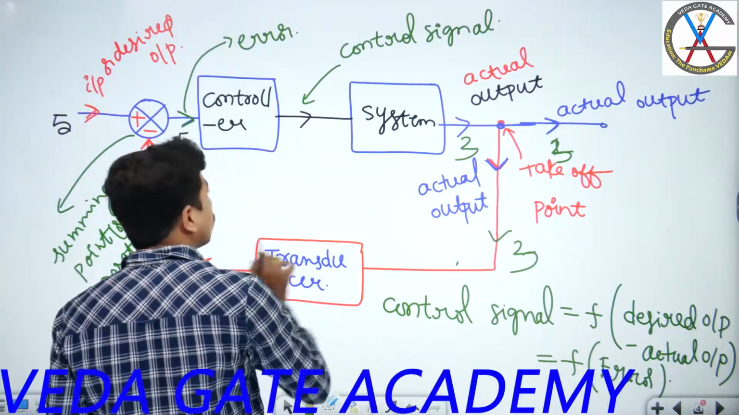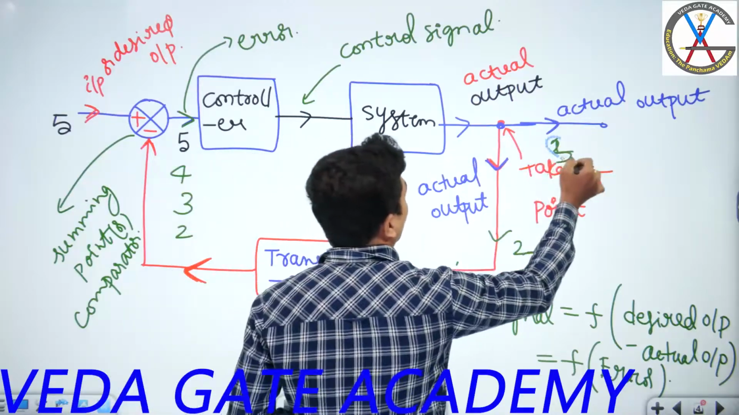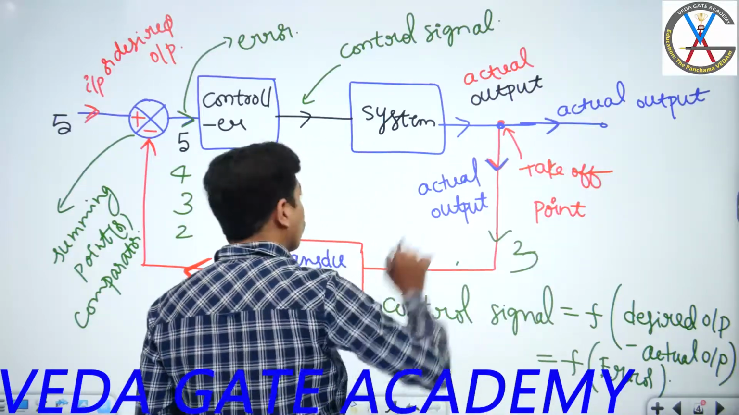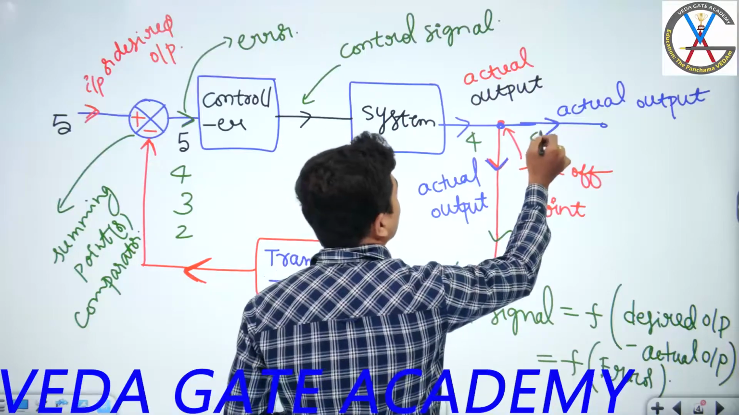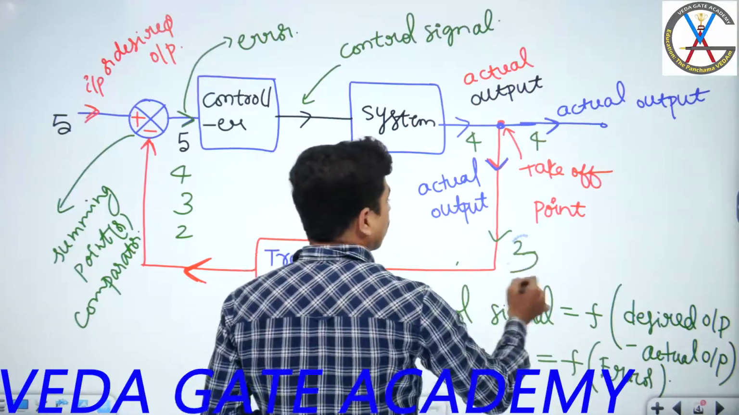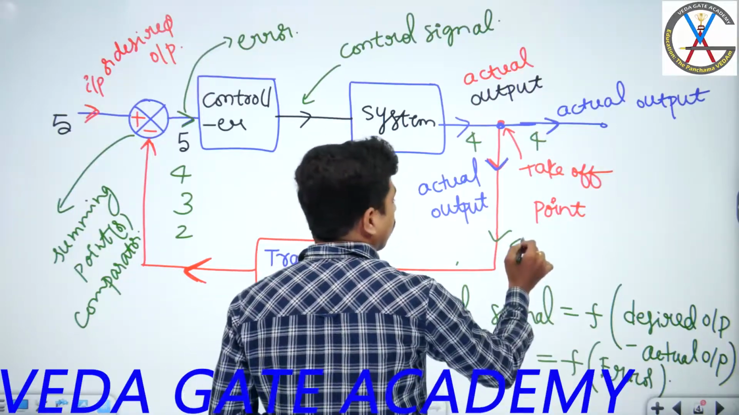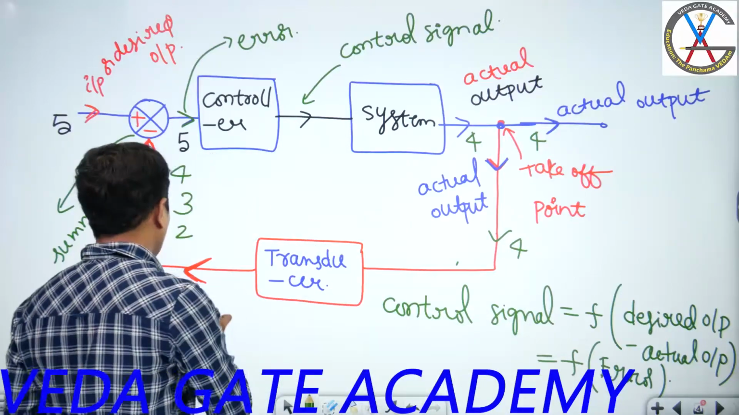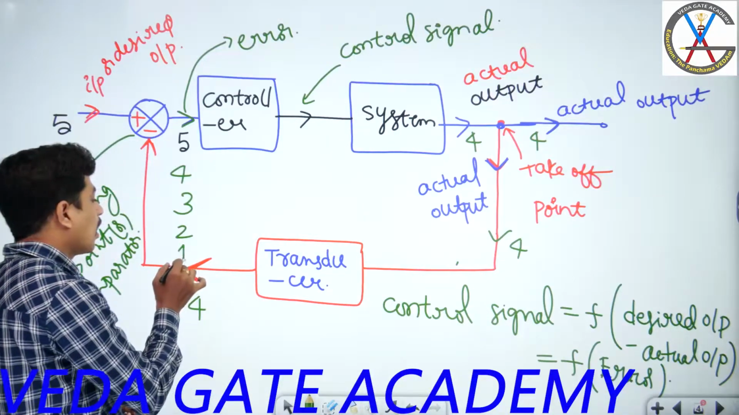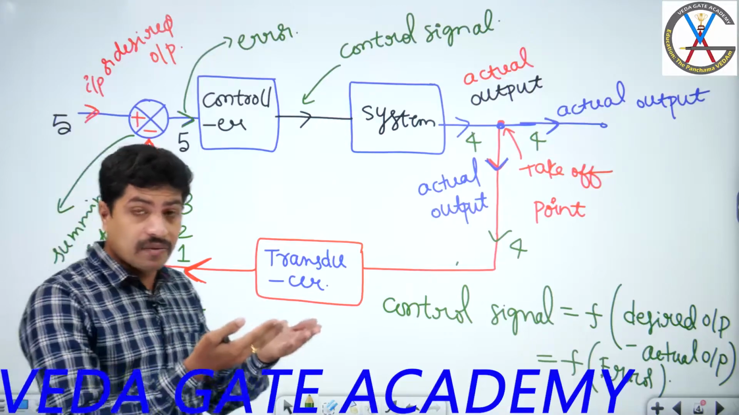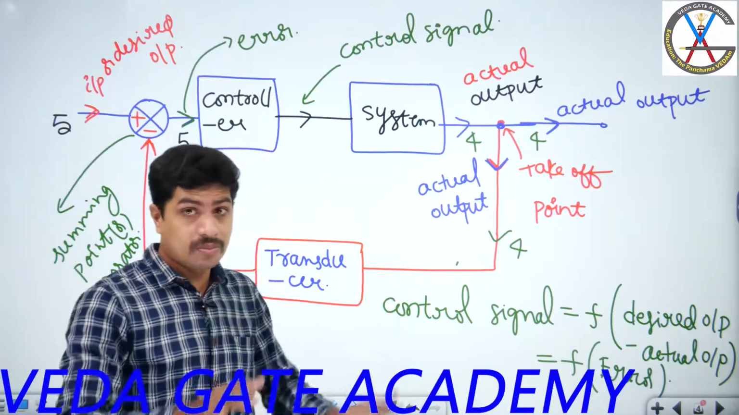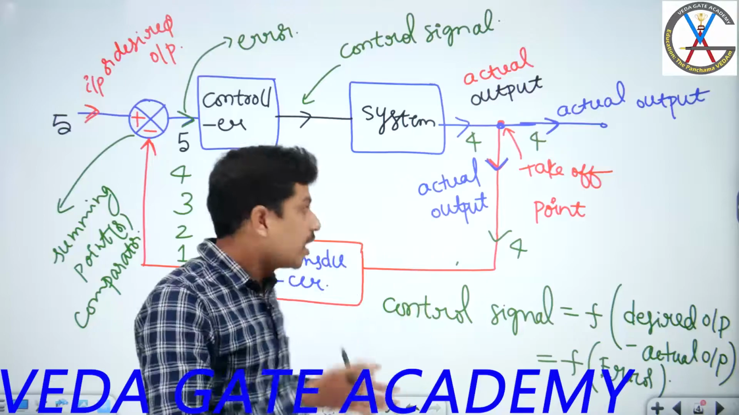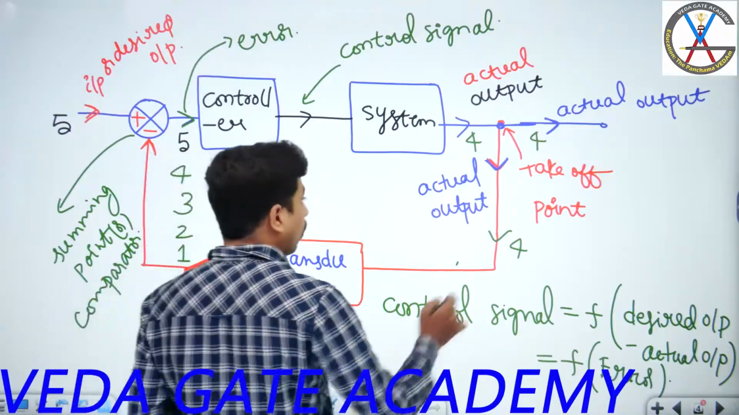Now it is on the 4th floor. This is also 4. How much is the error? Error is 1. Control signal is further reduced as error is reduced, but control signal is present. Lift will move. Imagine it reached the 5th floor.